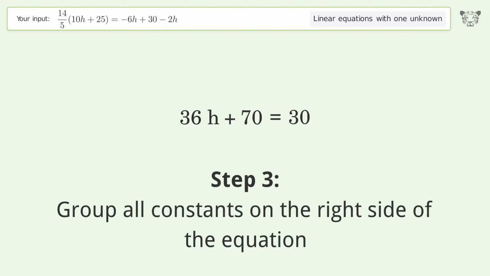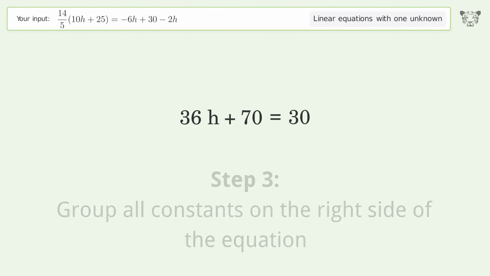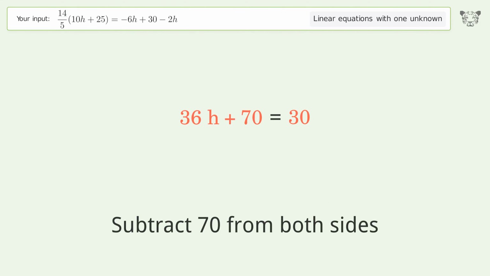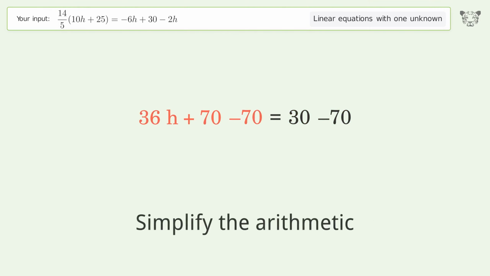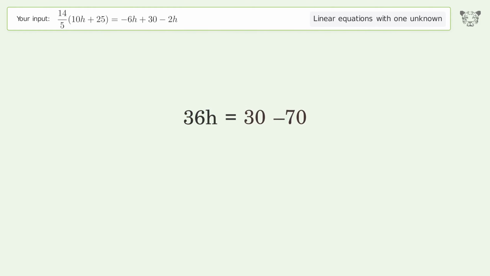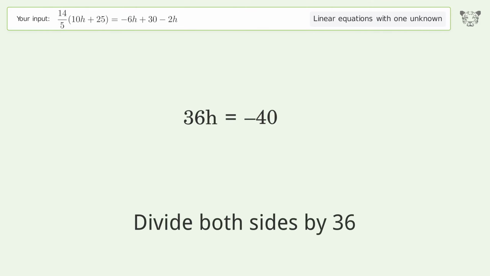Group all constants on the right side of the equation. Subtract 70 from both sides. Simplify the arithmetic. Isolate the h. Divide both sides by 36.